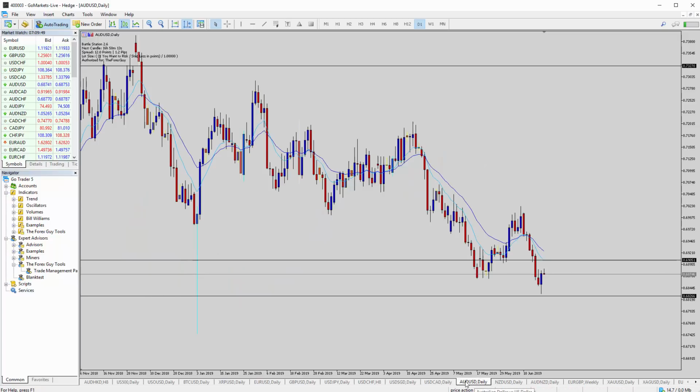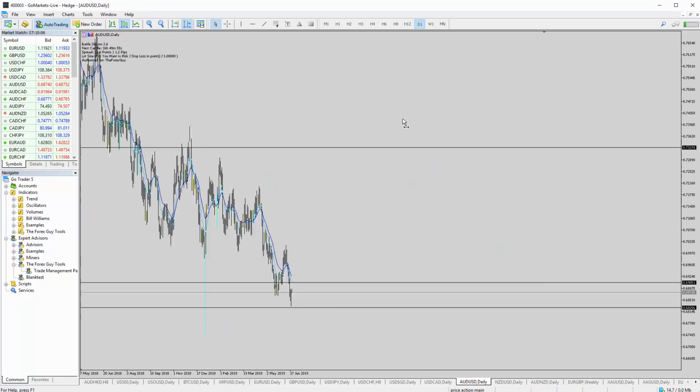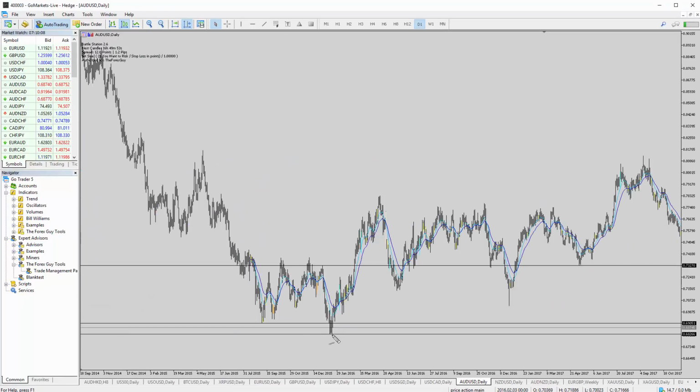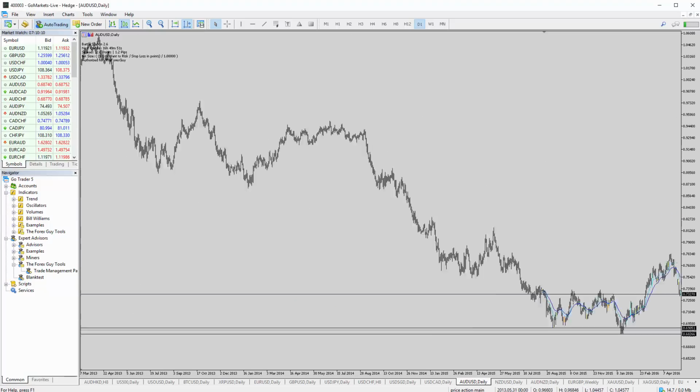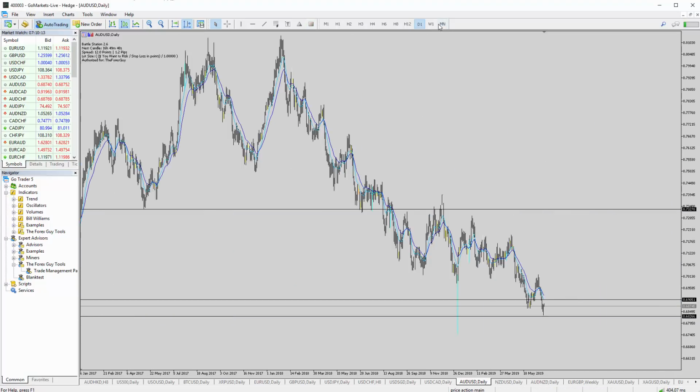The Aussie US dollar, this could be a bounce off a major level here. Again, it doesn't look as convincing as I'd like it to be. I'd really like to see some more compelling bullish price action here, but I did have that level marked. It is a major level there. Let me just check the weekly.